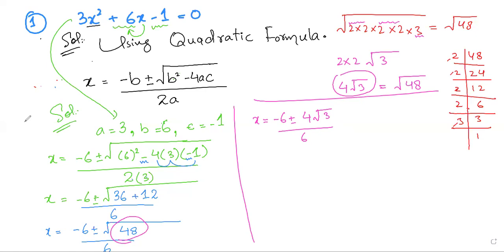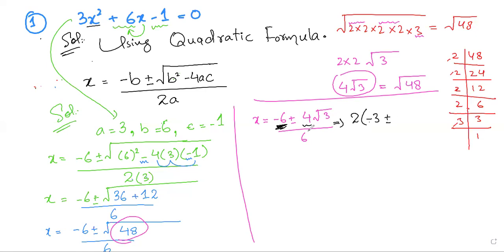Let's take something which is common here. Like you can see 6 and 4 both are the multiples of 2. So we can get 2 as a common one. What will be inside? 2 how many times gives you minus 6? 2 minus 3 times gives you minus 6.